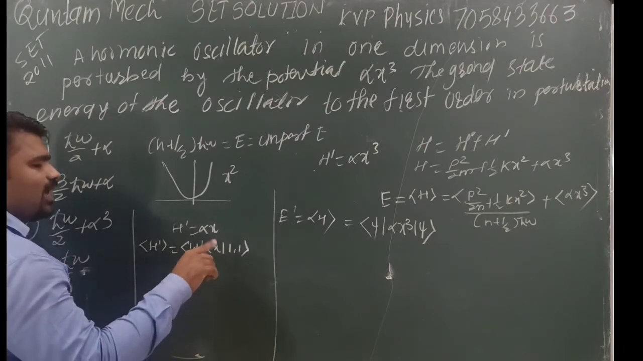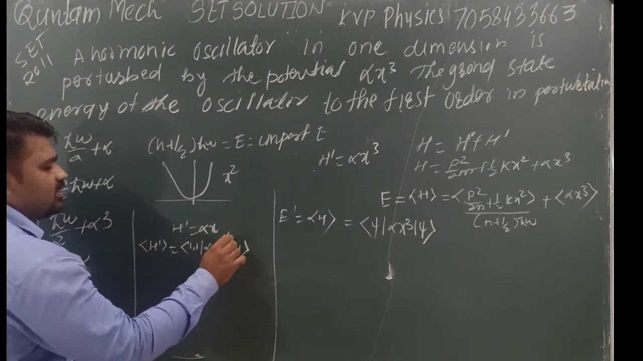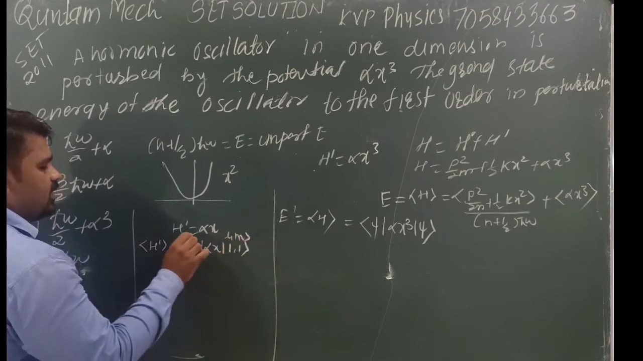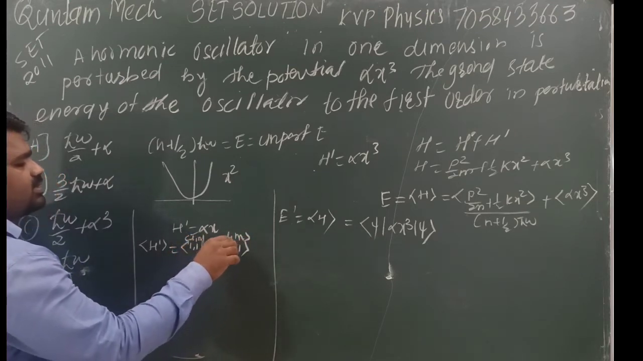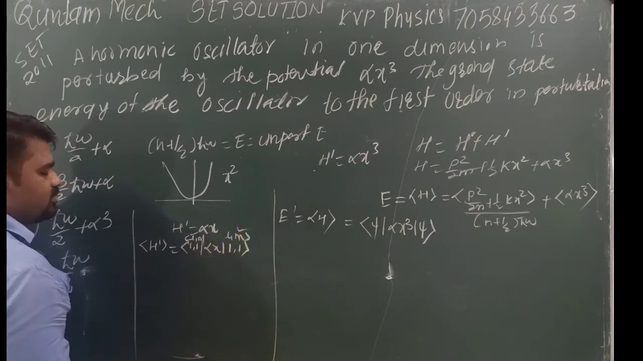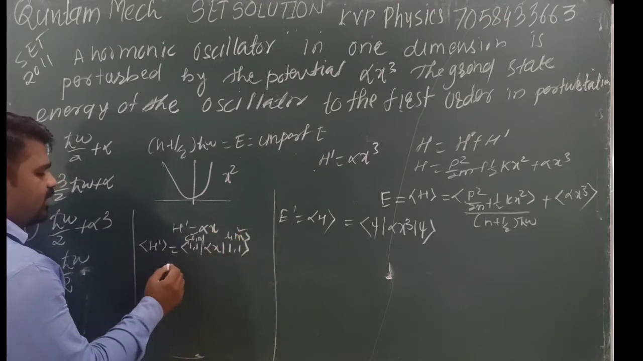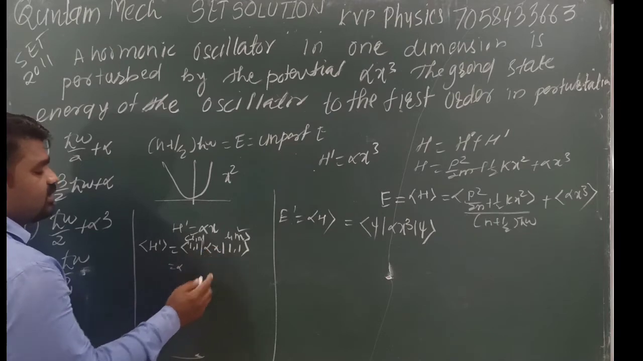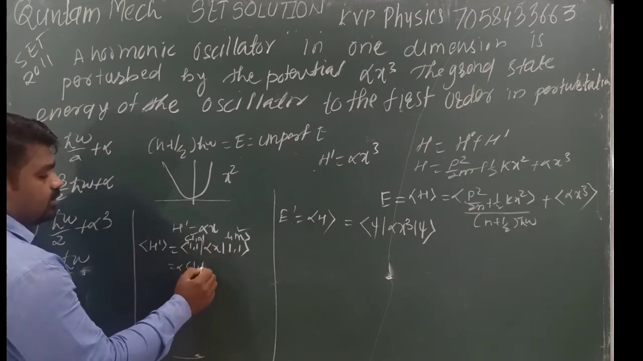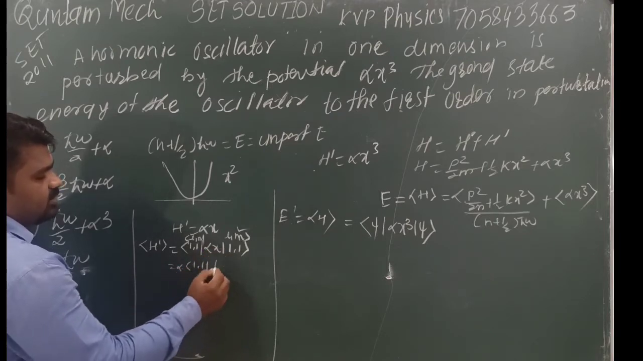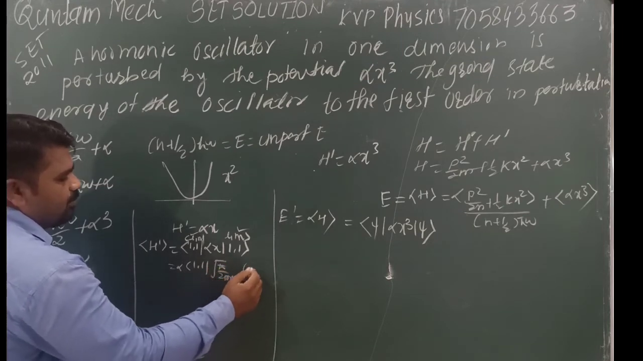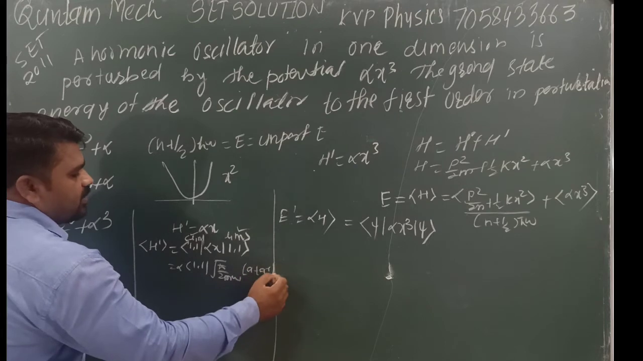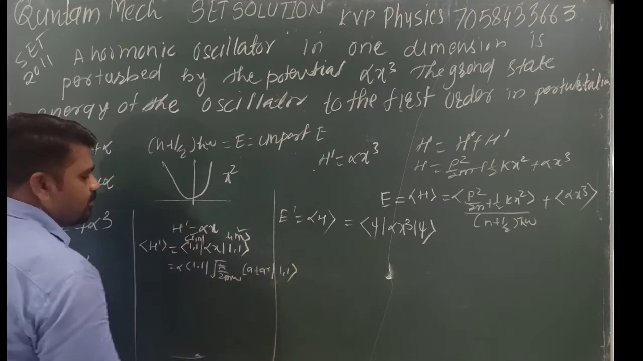L is fixed, L does not change, but M will be changed. L comma M, suppose L comma M. Which value is always changing? M will be changed, L is constant. Alpha we take common out. And what is the 1 comma 1? What is the x value? This is equal to h cross upon 2m omega, times a plus a dagger, between 1 comma 1 and 1 comma 1.